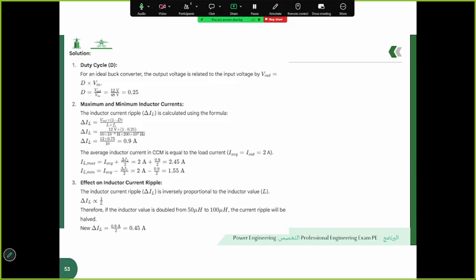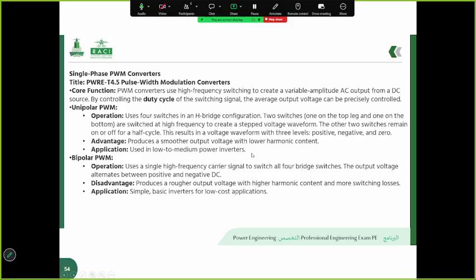Finally, the effect of increasing the inductance value is considered. Since the ripple is inversely proportional to inductance, delta IL is proportional to 1 over L, doubling the inductance from 50 microhenry to 100 microhenry reduces the ripple by half, resulting in smoother current and voltage waveforms, at the expense of increased size and cost.